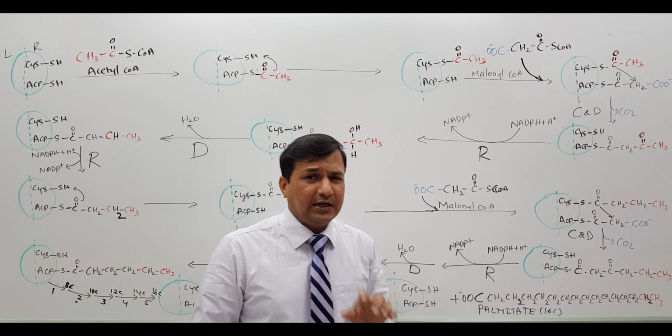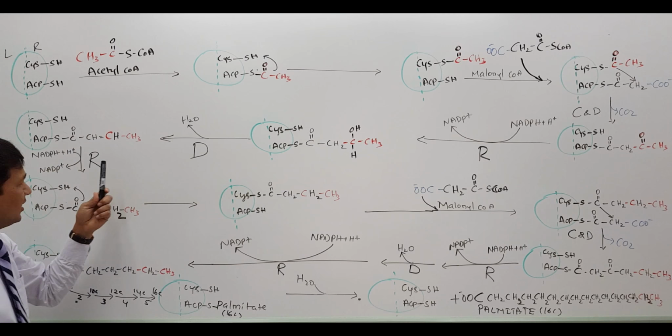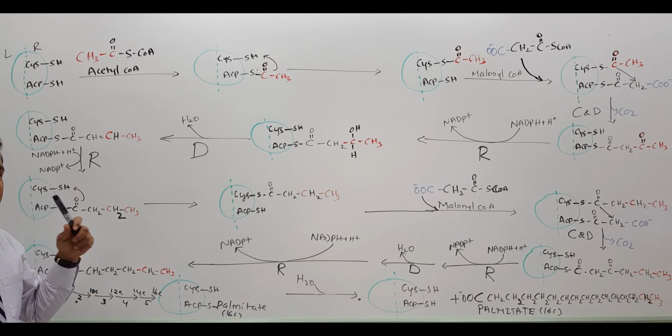Now, what are the reactions that are repeated in the fatty acid synthesis process? There are 4 reactions that are repeated every time. One is condensation decarboxylation, the other is reduction, the third is dehydration, and the fourth is reduction. You have to remember this in sequence: condensation decarboxylation, reduction, dehydration, reduction. This process will repeatedly go on to make a long chain fatty acid.